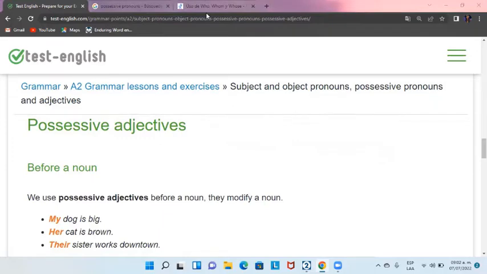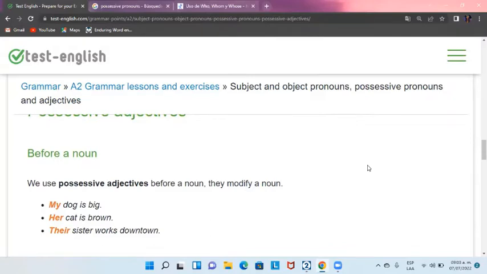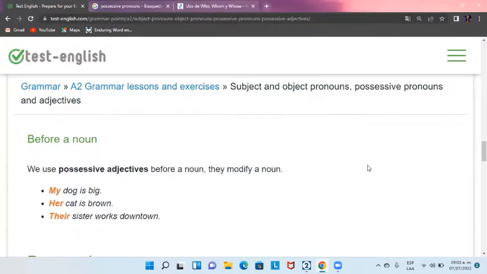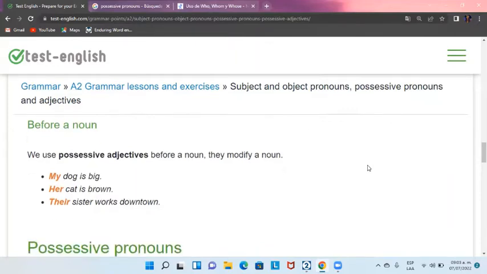Okay, girls, right? Bueno, we are going to use the possessive adjectives before a noun. And this possessive adjective is modifying a noun. For example, my dog is big. Her cat is brown. The sister works downtown. Este adjetivo posesivo va antes del sujeto. En este caso estamos modificando al sujeto. My dog is big. Mi perro es grande.